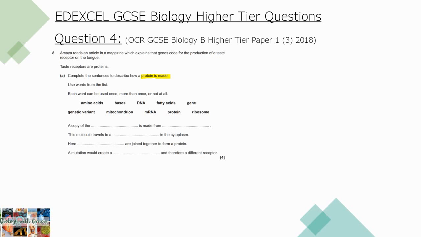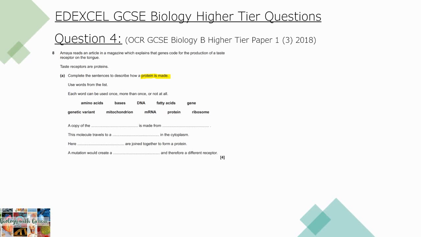So if we look at the first sentence, a copy of the blank is made from blank. So we know that initially at the beginning of transcription, we have a section of DNA which is known as a gene, and a copy of this gene is made, RNA nucleotides form mRNA. A copy of the gene is made from mRNA.